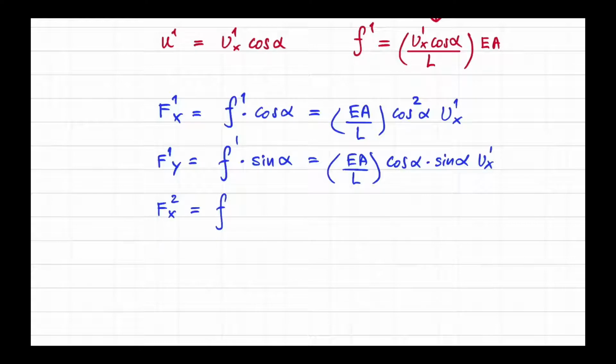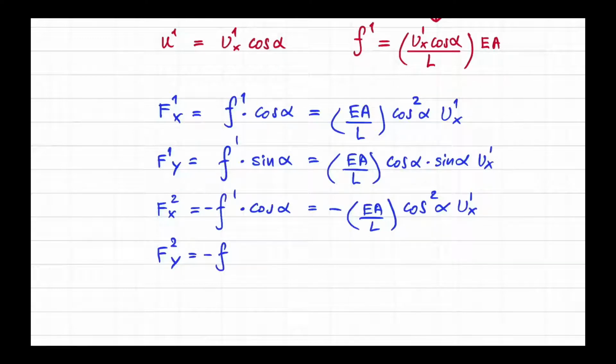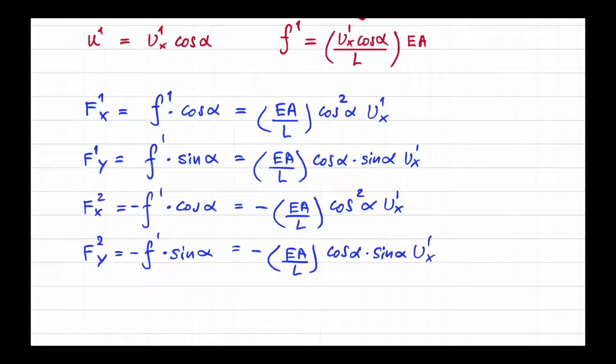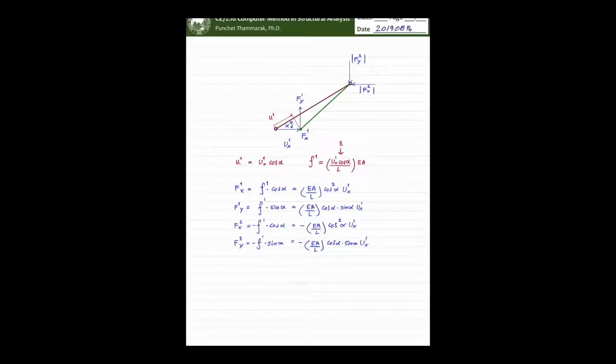So we have the F1, the magnitude will be the same, it's just the difference is the sign: minus EA over L cosine square alpha U1x, and F2y is equal to minus F1 times sine alpha, equals minus EA over L cosine alpha times sine alpha U1x. You get all of this, right?